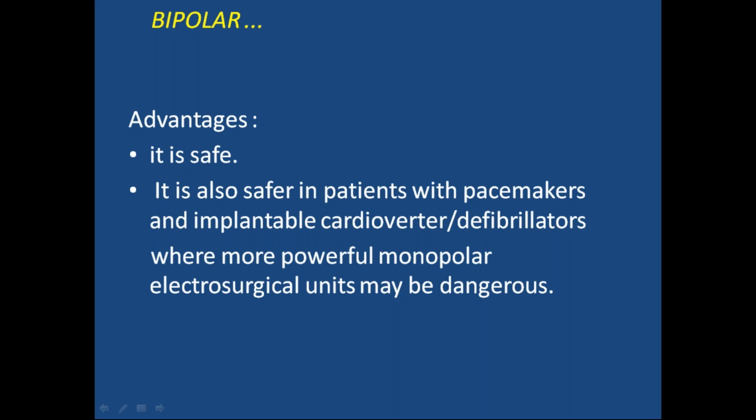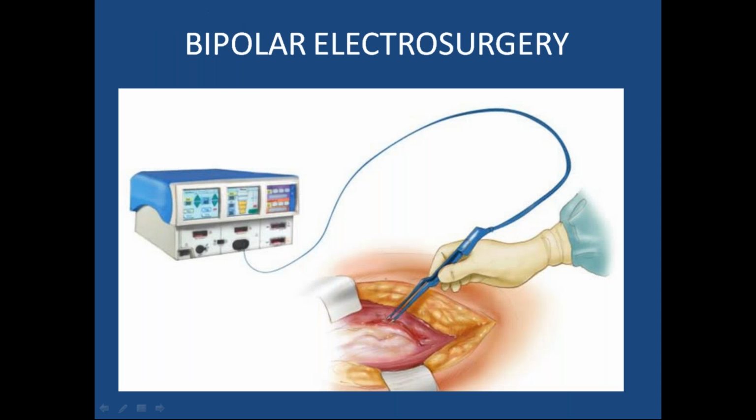So bipolars are safer with pacemakers, and monopolar electrosurgical units, which are more powerful, may be dangerous. So this is the bipolar. In this picture, we can see the two poles. These are the two electrode poles, directly connected to the diathermy device, and the surgeon applies them to the tissue that requires cauterization, and the current is limited between these two electrodes only.